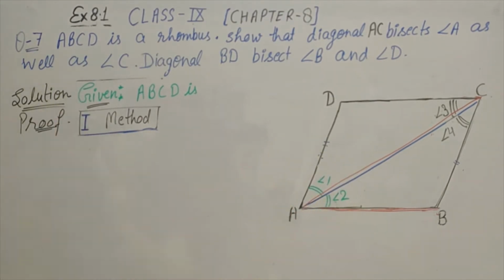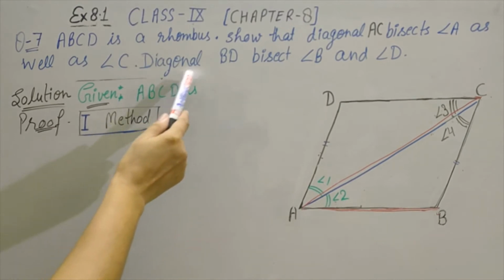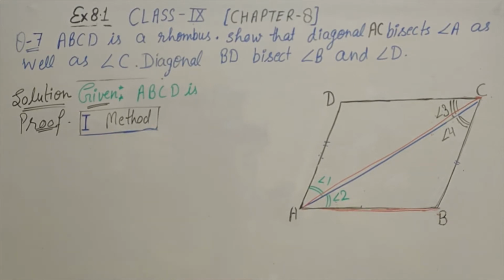As well as angle C means 3 और 4. इनको भी हमें equal proof करना है. Second part we will see afterwards. Diagonal BD bisect angle B and D. So for that we will draw diagonal BD and we'll see afterwards. So let us see the first thing. Diagonal AC bisect angle A as well as angle C. In this question also I will tell both the methods. One, you can prove congruent these two triangles, and in second method we can apply some logics between angles. So let's see first method.